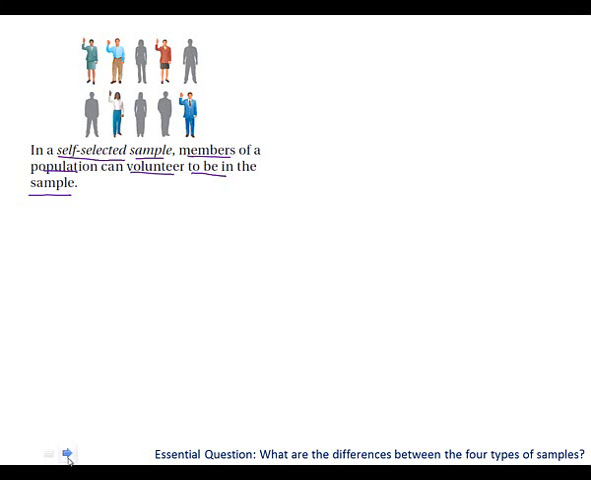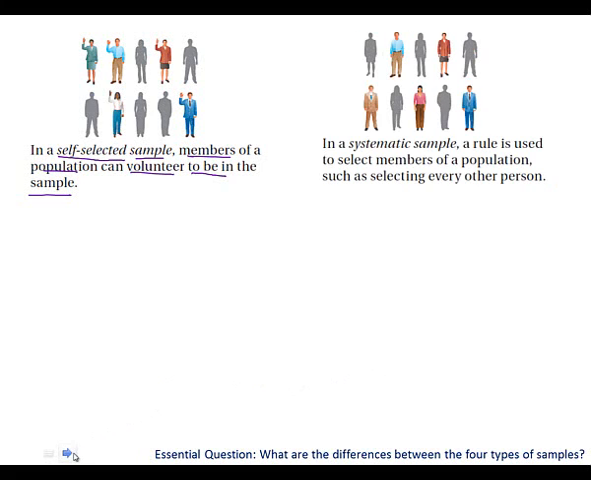Alright. Another one is that sometimes moms that are really into couponing and those kind of things, they'll sign up to be like on a panel that evaluates products. That's a self-selected sample. Okay. Alright. A systematic sample is when a rule is used to select members of a population. You don't necessarily need to write down, such as selecting every other person. Okay? So, you know, you're watching people in a line, you're going to ask every other person in a line the question. Okay?